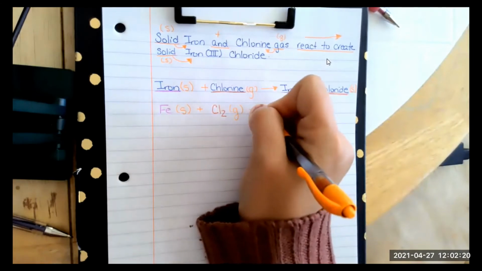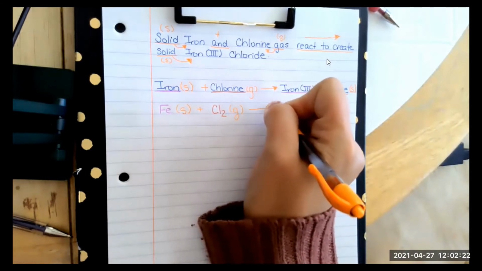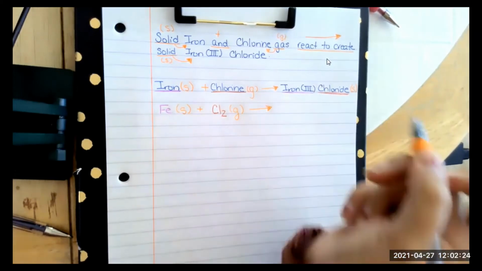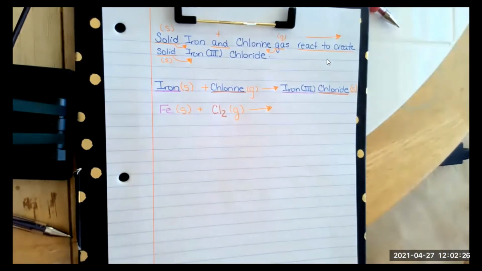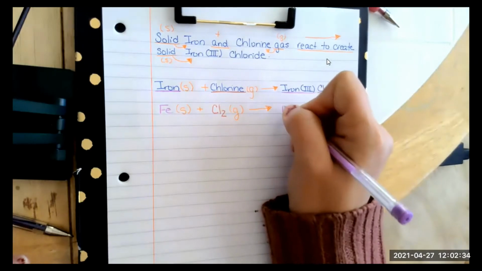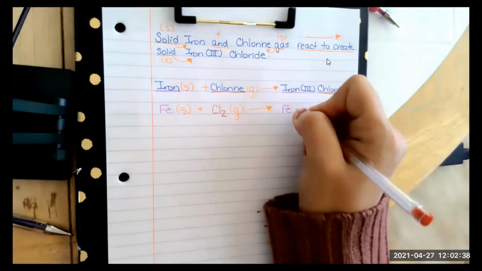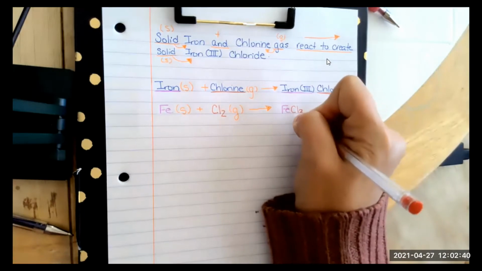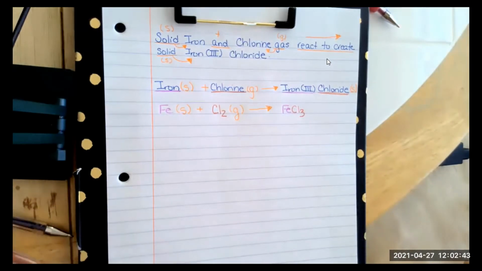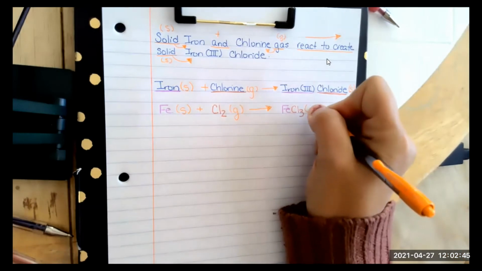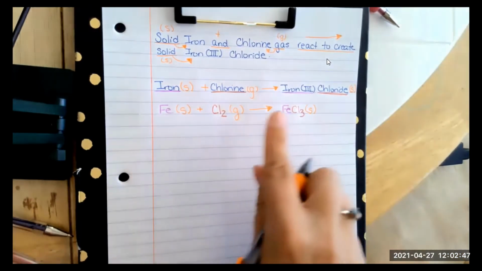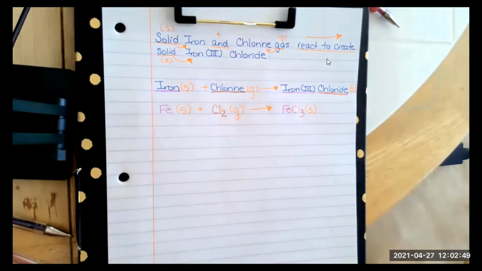So diatomic means in gas form, it comes in pairs. So this is Cl2, and then you put (g) after it. You're going to go ahead and do your arrow, and then iron(III) chloride. This is an ionic compound, so you should be using either your LCM method or your crisscross method to balance. And this is Fe, and then Cl3, and then you're going to go ahead and do the (s) after it. And this is your skeleton equation.